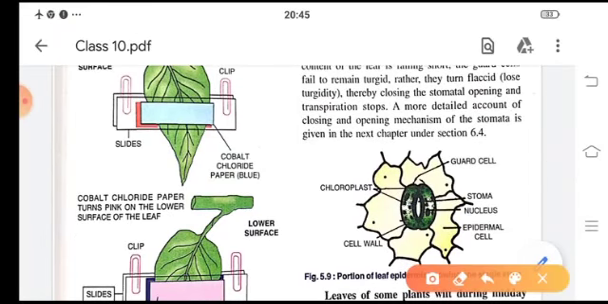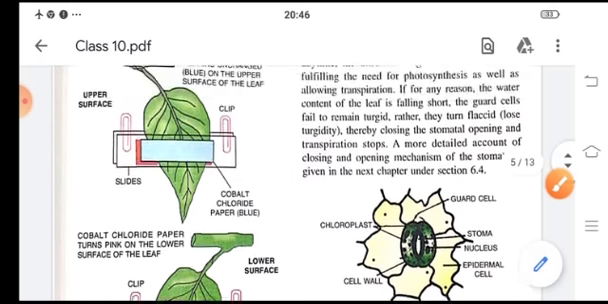Then on the undersurface of the leaf we put cobalt chloride paper with the help of a clip, and on the upper surface of a leaf we also provide cobalt chloride paper with the help of a clip, and we leave this experiment in sunlight for a few hours.